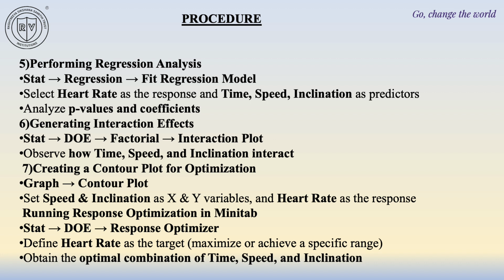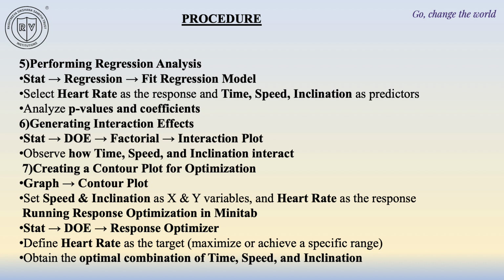Then we generate the interaction effects after obtaining the p-values, which is under Stat, Design of Experiments, Factorial, and then Interaction Plot. Here we observe how time, speed, and inclination angles interact with each other. Then we create a contour plot where we can observe at what heart rate all these factors align with each other and at what rate they interact.